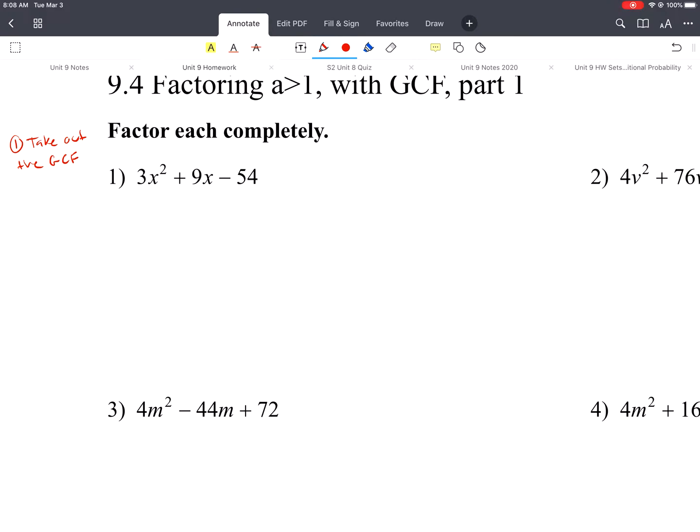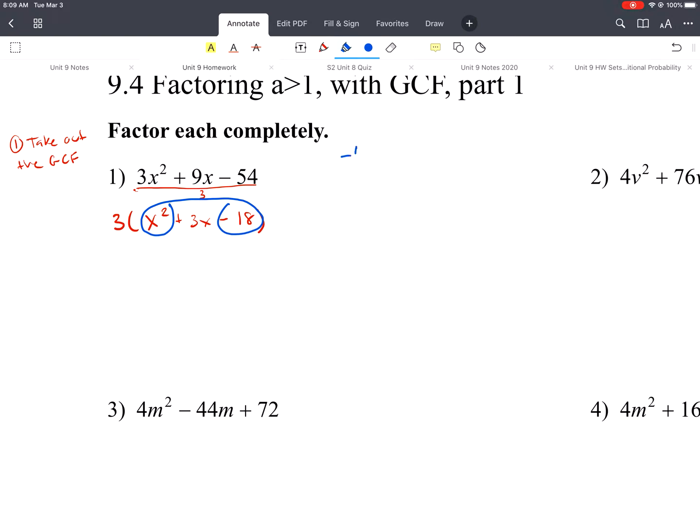So here, we can divide everything by 3. So that means we can factor out a 3. That leaves us with x squared, so to get that, we just divide by 3, and that leaves us with x squared plus 3x minus, this would be 18, I think. Okay. And then, once we factored out the greatest common factor, we can do glasses.